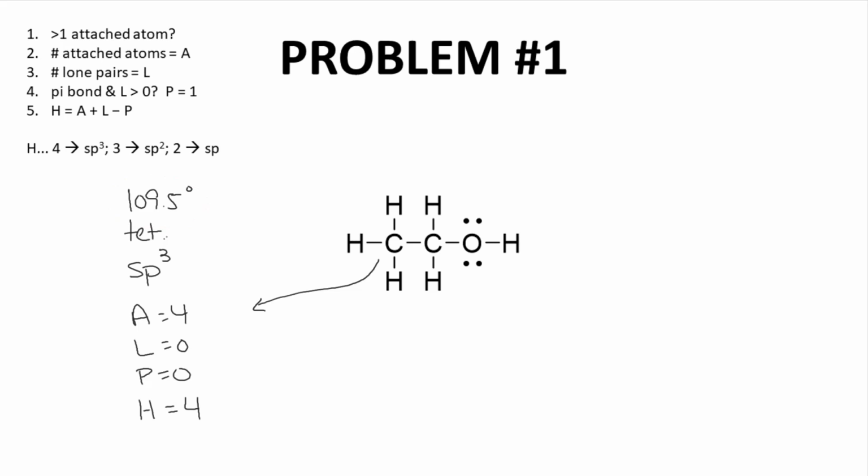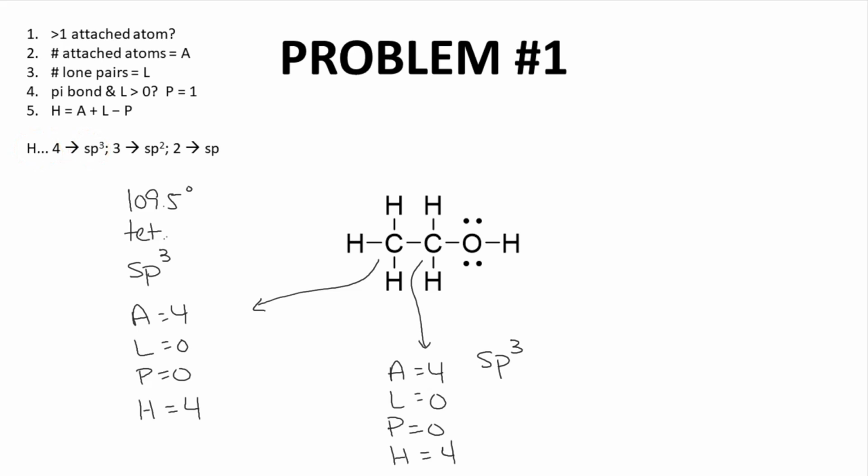Okay, let's go to the next carbon. Now, I'm going to make this one a little shorter because it's very similar to the one we just did. We have a carbon which is certainly attached to more than one atom, so that clears the first question. The number of attached atoms is, again, 4. 1, 2, 3, 4. So A equals 4. We have no lone pairs. Since we don't have any lone pairs, question 4 is kind of moot. So P equals 0, and that gives us, again, H equals A, that's 4, plus 0 minus 0, so H equals 4. And if we need 4 hybrids, we are going to be sp3 hybridized.